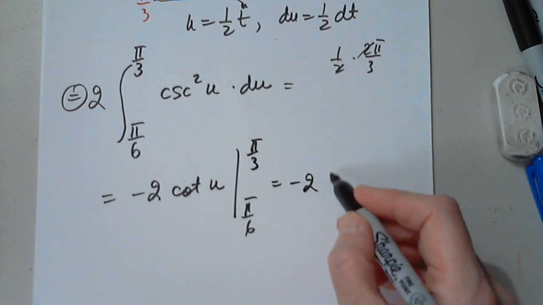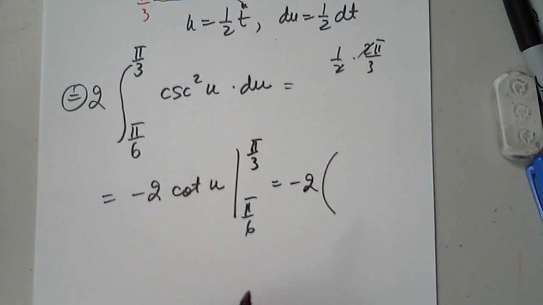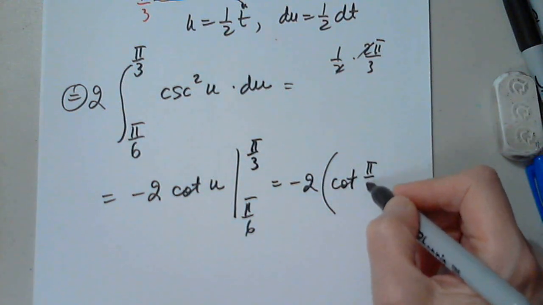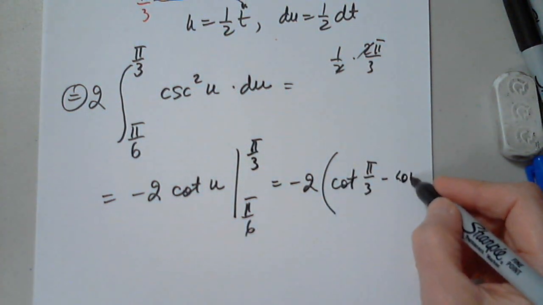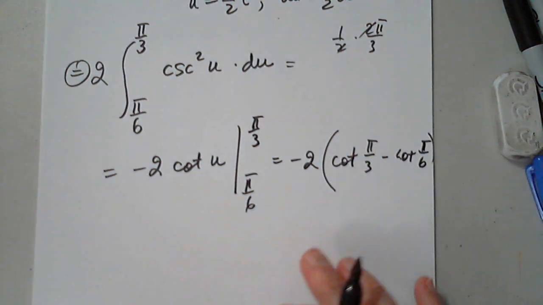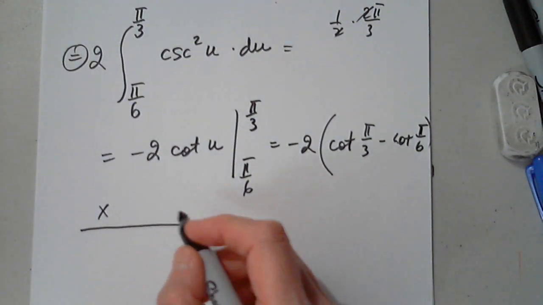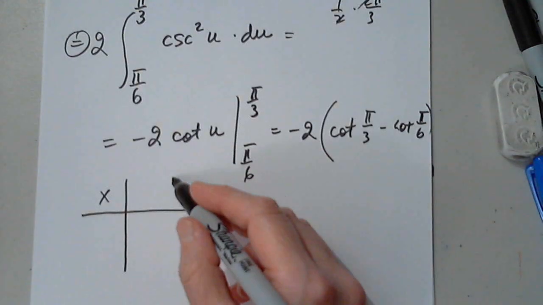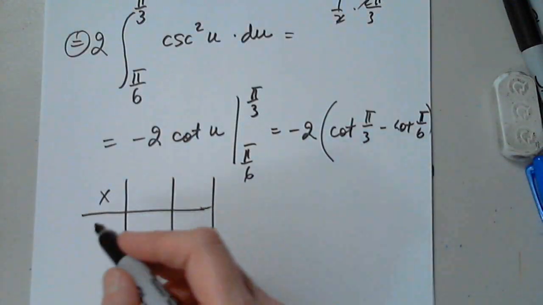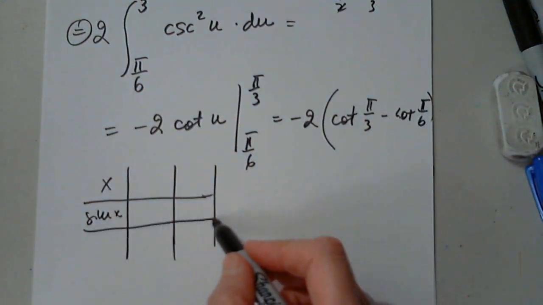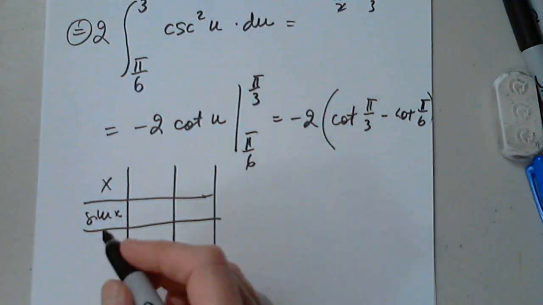So this is -2 times cotangent pi over 3 minus cotangent pi over 6. How do we determine this? Let me refresh your memory. Very easy to remember. Sine. I don't know cotangent. Who cares? Nobody cares about cotangent, tangent, yada, yada.